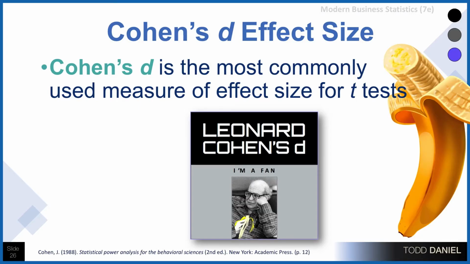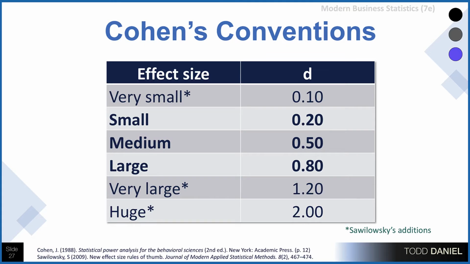The person that we have to thank for the popularization of effect size in statistics is Jacob Cohen, the inventor of something we call Cohen's d, very widely used with t-tests. Anytime we're comparing two groups, Cohen's d will give us a clarification of how large the effect size was. Here are the conventions that Cohen recommended for us. You see them in bold. Effect sizes of 0.20 are small, 0.5 are medium, and 0.8 are large.